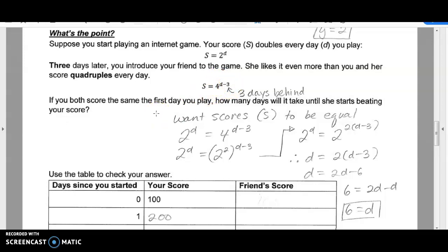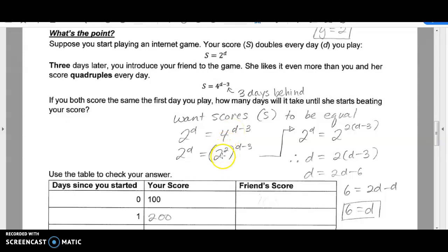If you both score the same the first day you play, how many days will it take until she starts beating your score? So what you want to figure out is on what day will her score be equal to your score, and then pretty much any day after that, her score will be higher than yours. So to figure out what day her score will be equal to yours, well, your score is 2 to the power of D, which we have there. Her score is 4 to the power of D minus 3, which we have here. We just equate the two, and now we do the same thing we've been doing, express with the same base.